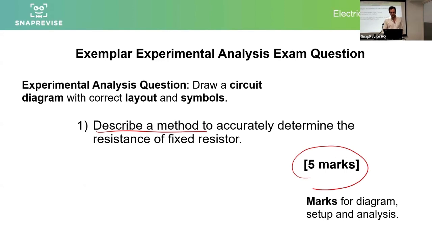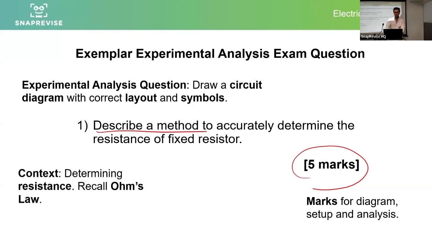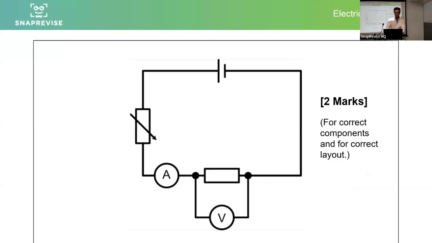Luckily for us, there are very strong conventions in circuits as to how to draw a circuit, and it doesn't rely on us being creative in any way. We can draw our circuit just the same here. 2 marks, in fact, for the correct components, for the correct layouts.